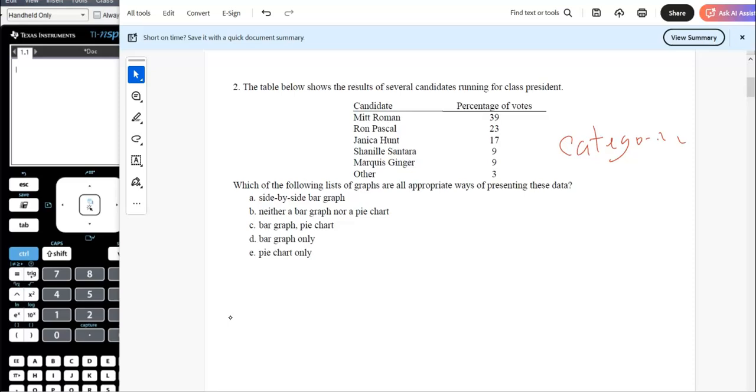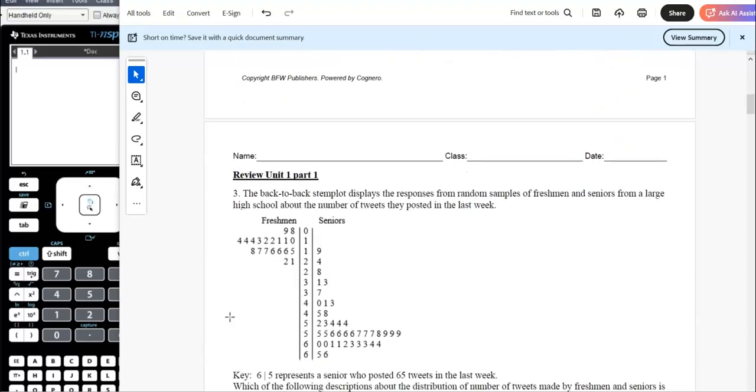So it's just one list of data, though. So it's not like side by side. I don't think we need a side by side there. Neither, no, what we need is those two things. I think it's got to be C. Bar chart and pie chart can be used with one variable of categorical data, so that's got to be it.